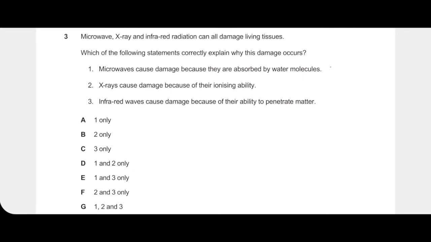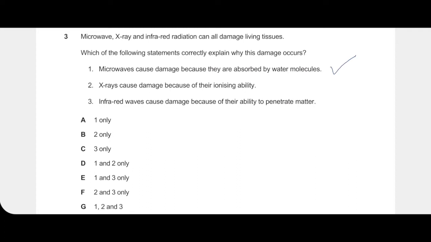So statement number 1 is correct because microwaves generally are associated with heating up things, such as in a microwave oven. The microwave gives energy to the water molecules, causing them to evaporate and heat up. This could damage the inside and outsides of the cell. So statement number 1 is correct.